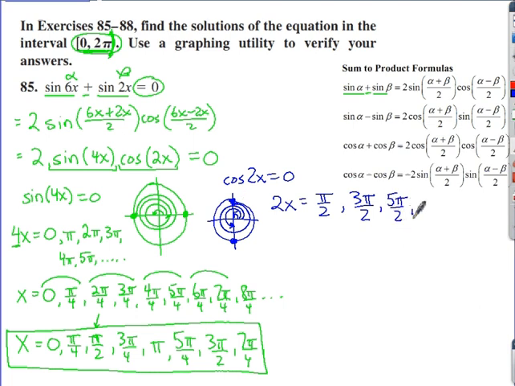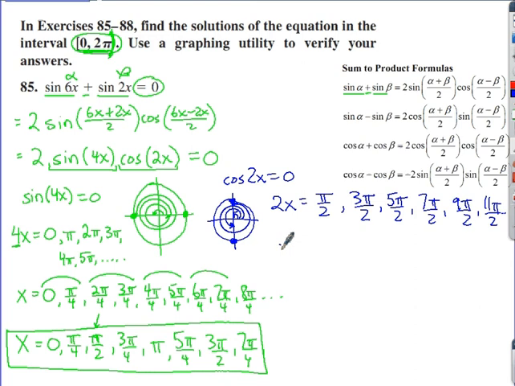And then after that, we would have 7 pi over 2. And after that, we'd have 9 pi over 2. You can see a pattern going on here. 11 pi over 2, etc., dot, dot, dot. So we could keep going and going and going. There's lots of solutions. But then we need to also solve for x.